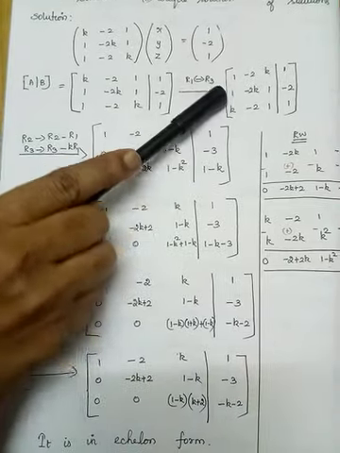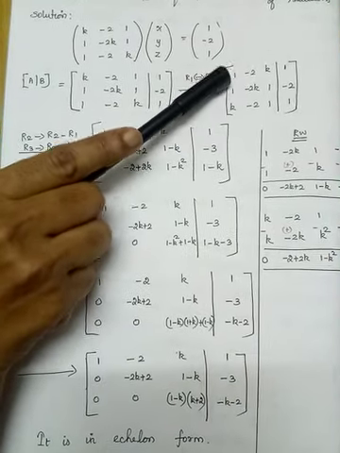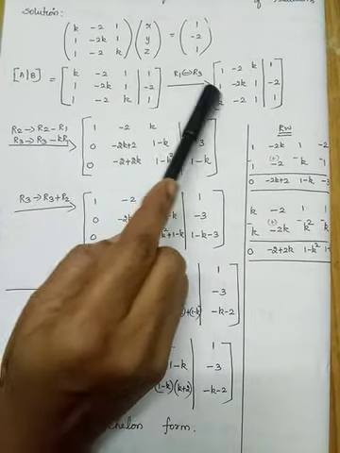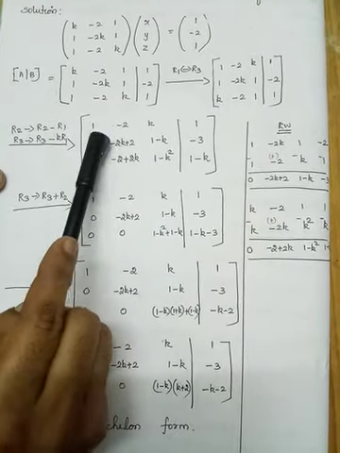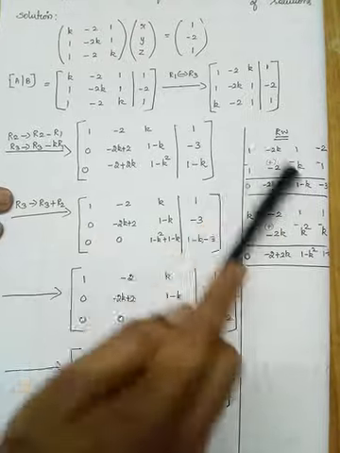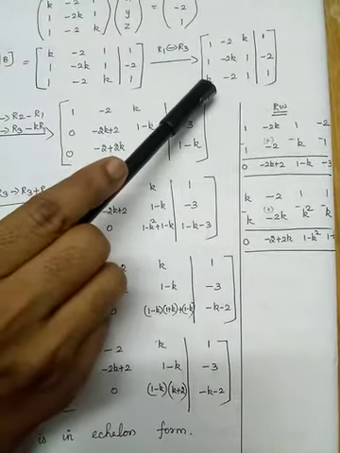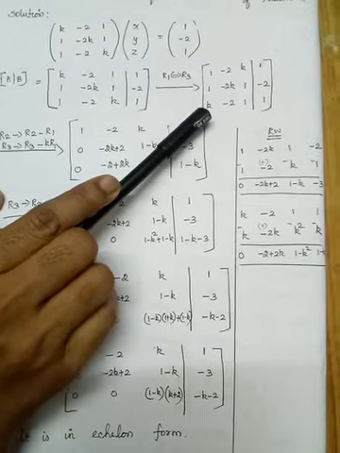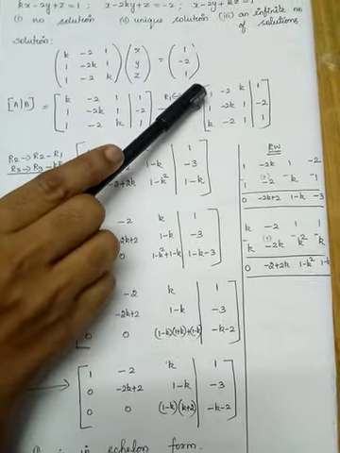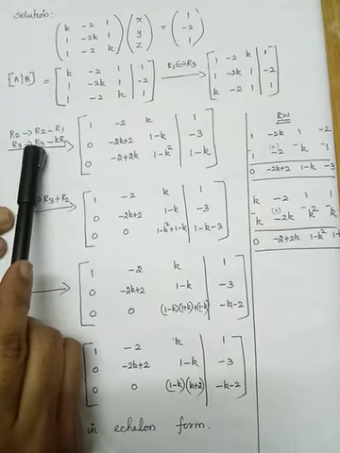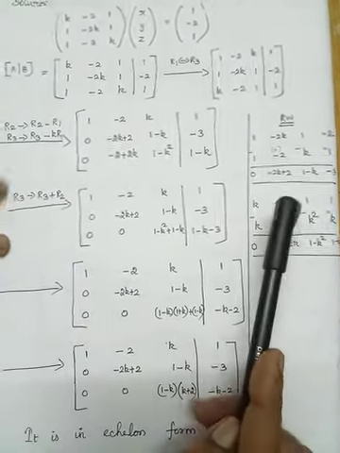So I have used the transformation. Here it is 1, here also 1. So R2 implies R2 minus R1. When you use this, this place will become 0. So I have done the rough work. You see that here in R3, here you are having K, here you are having 1. So R1 has to be multiplied by K. So R3 implies R3 minus K R1. You see the rough work.